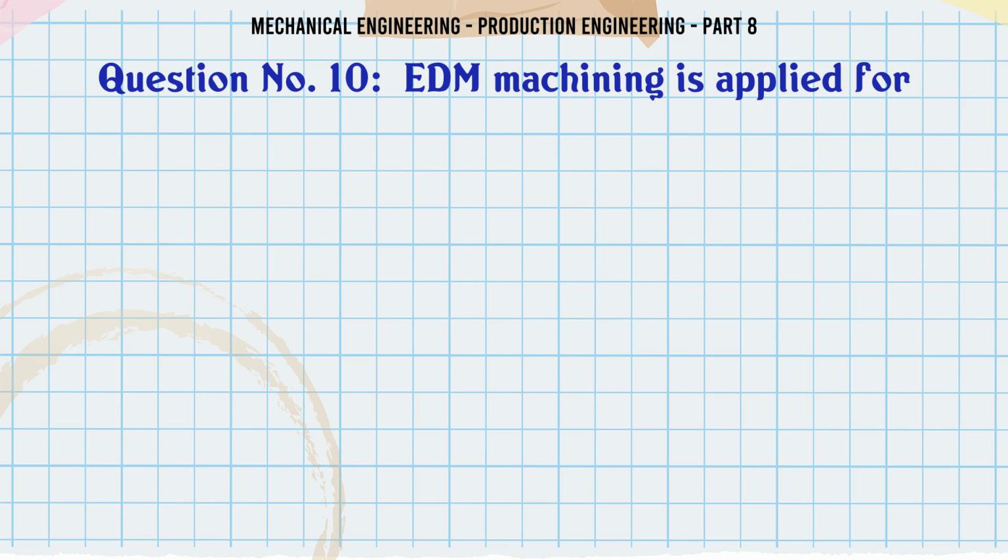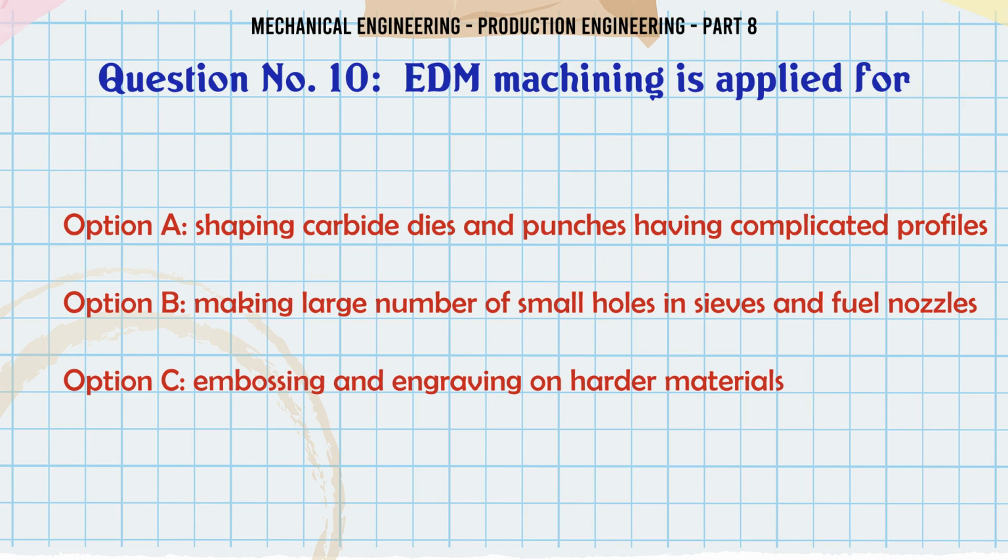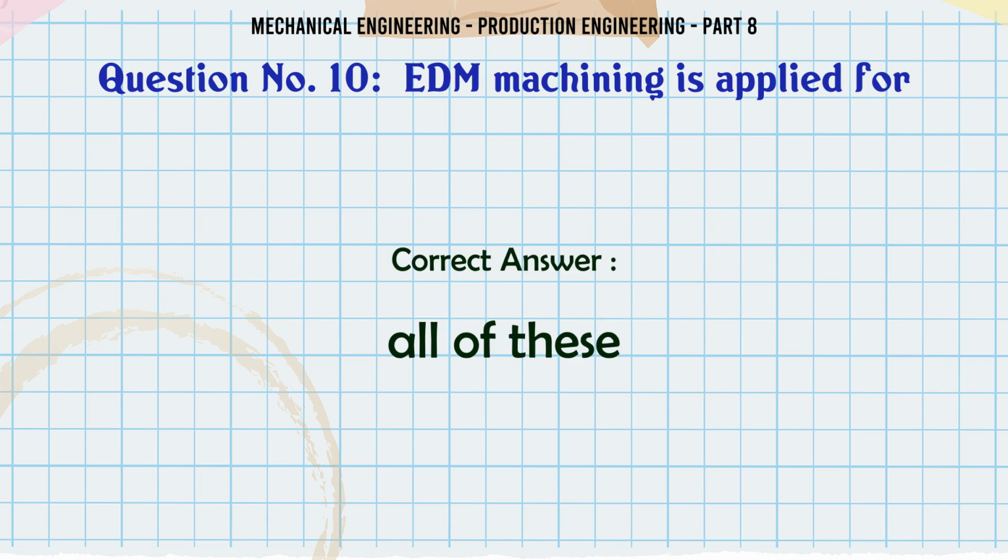EDM machining is applied for A. shaping carbide dies and punches having complicated profiles, B. making a large number of small holes in sieves and fuel nozzles, C. embossing and engraving on harder materials, D. all of these. The correct answer is all of these.